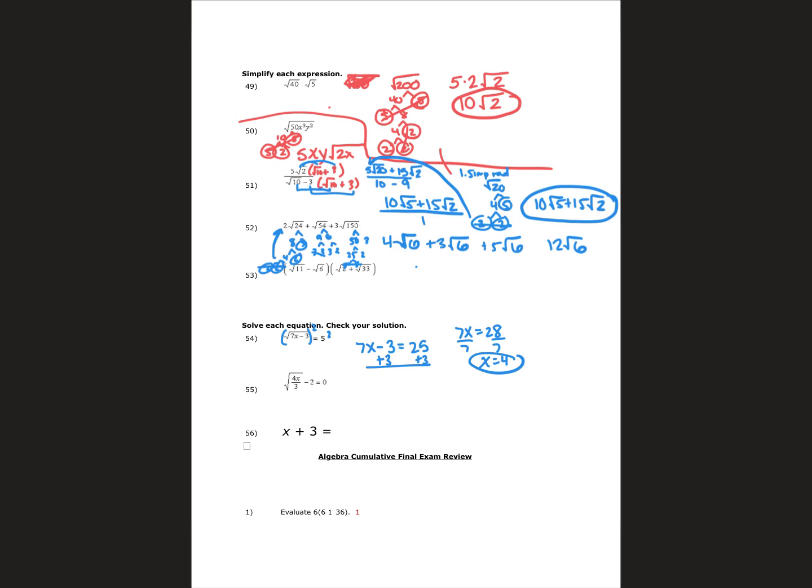Okay, in 55, you have to isolate the radical first. So add 2 first. So radical 4x over 3 is equal to 2. Then get rid of the square root, so we square both sides. 4x over 3 equals 4, and then we solve like normal. So multiply by 3. So 4x equals 12. Divide by 4. And x is 3.